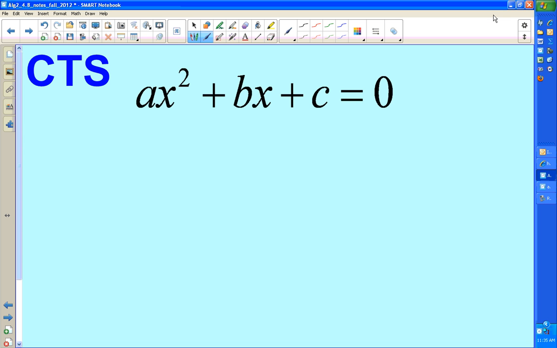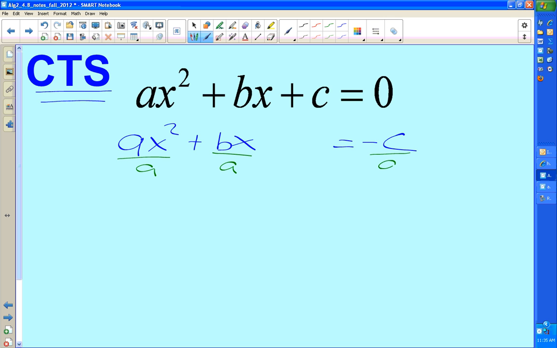This problem that you're looking at right here is standard form, set equal to 0, and we're going to complete the square. We're going to start with ax squared plus bx, and we're going to move the c to the other side. Then we need to make sure that this leading coefficient becomes a 1, so we're going to divide each of these terms right here by a. Everybody gets divided by a. So you're going to have x squared plus b over a times x equals the opposite of c over a.